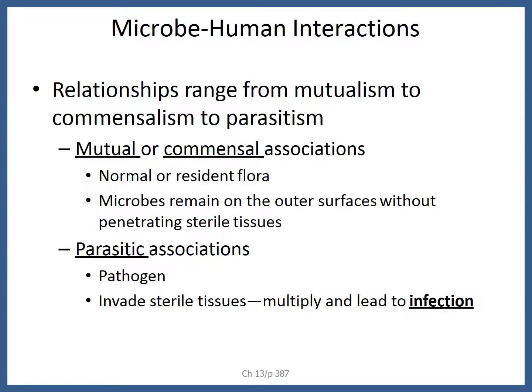And then again, we talked about this idea of parasitic. So one organism is using another organism. So pathogens can be considered parasitic in that, for example, a pathogen invades your body. It may invade sterile tissues inside of your body. It can multiply, it can use nutrients from your body, and it can lead to infection. And what happens in the course of what we would consider an infection is one of the things that we're going to consider today.